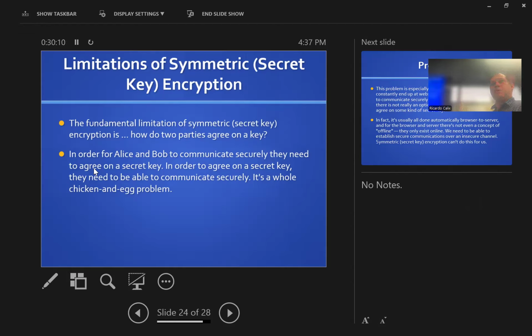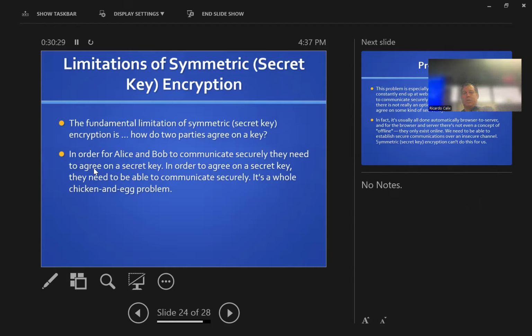You've been struggling with this problem all semester, right? So how do you do that? In order for Alice and Bob to communicate securely, they need to agree on a secret key. In order to agree on a secret key, they need to be able to communicate securely. So it's a chicken and egg problem, right? So how do we solve it?